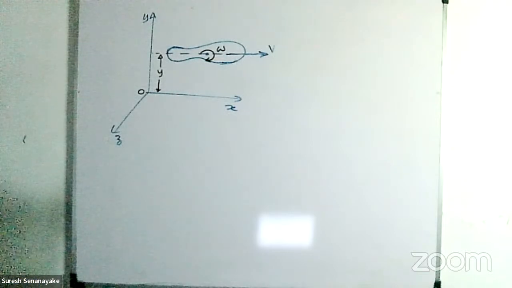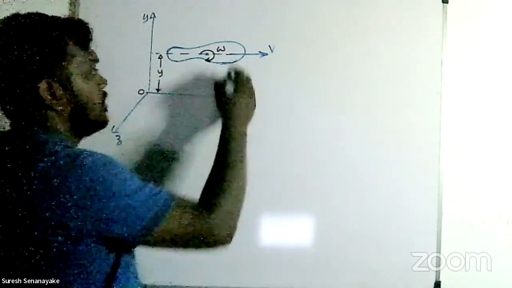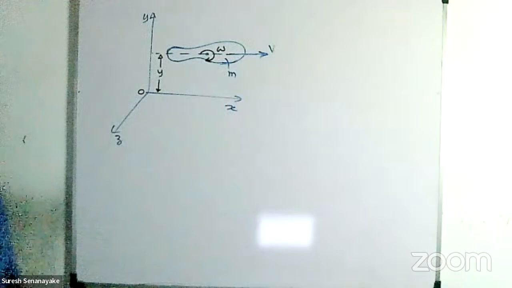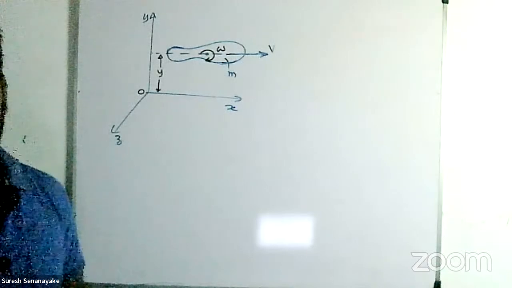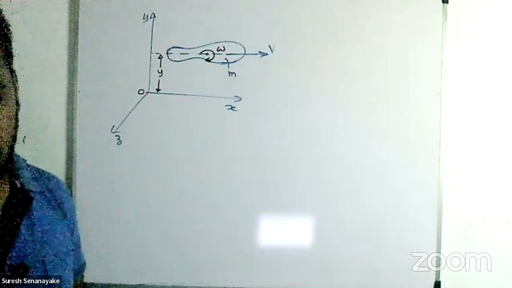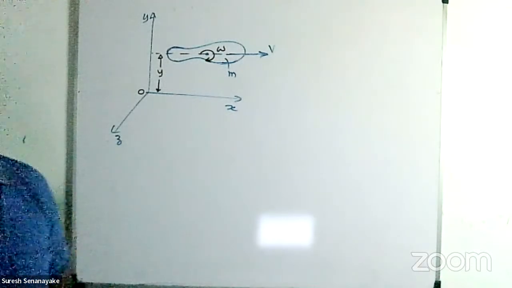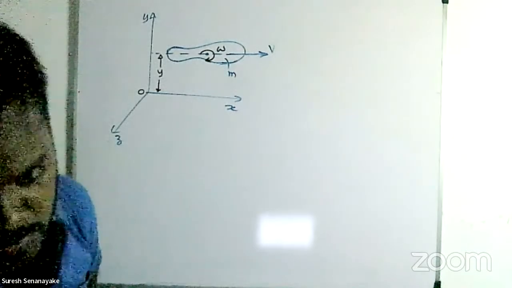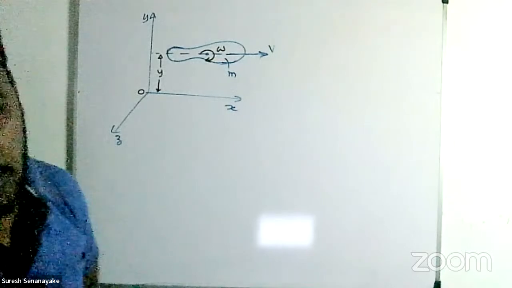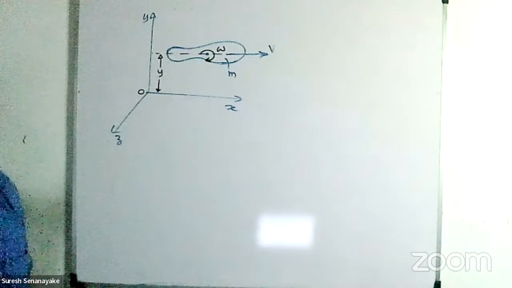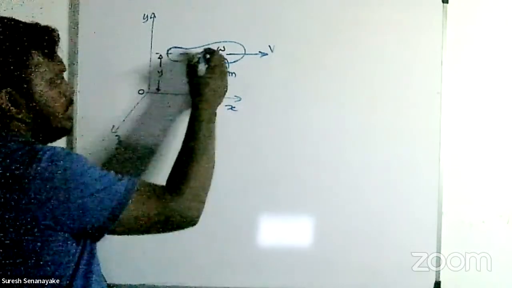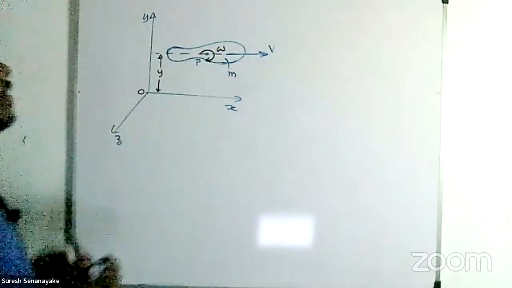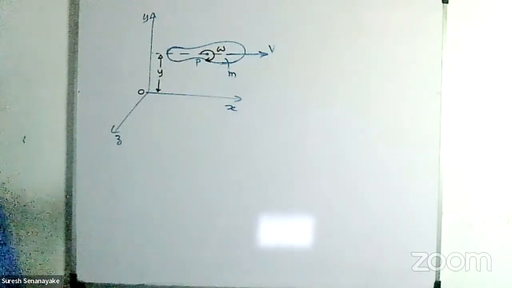Consider a body of mass m. Consider a body of mass m rotating with angular velocity omega about point P, as shown in the figure.